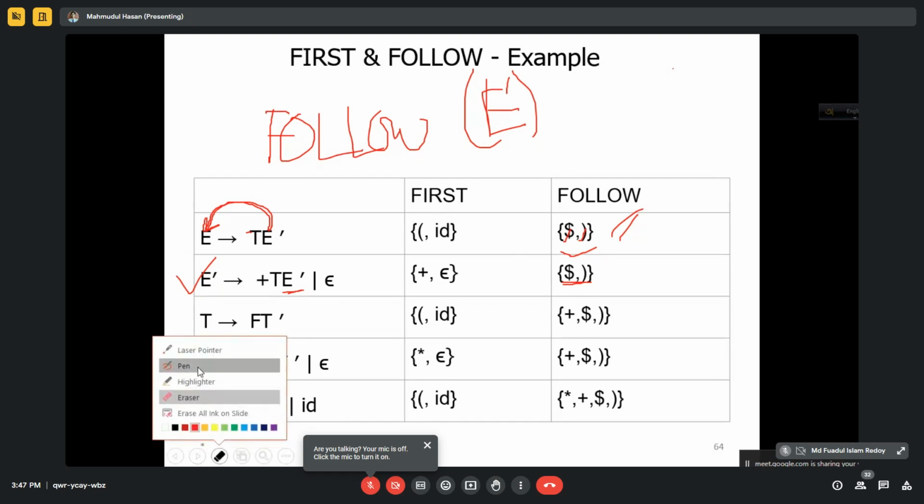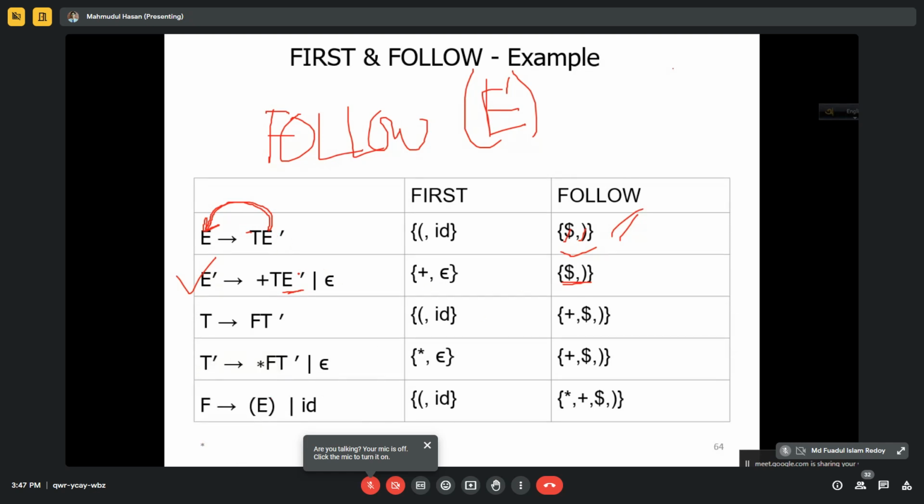Okay. So this one is done. Now consider this one. In the same way, after E dash there is nothing. That means the follow of E dash is equal to the follow of E dash. And what is the follow of E dash? That is dollar and closing bracket. For this one, again dollar and closing bracket. So no need to write the same thing twice. Yes, sir, that's why this is the follow of E dash.